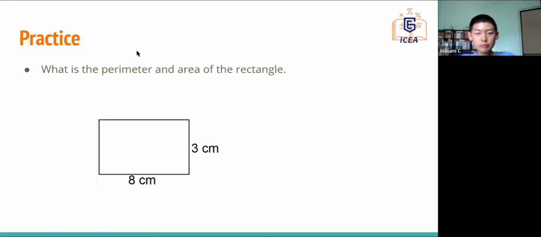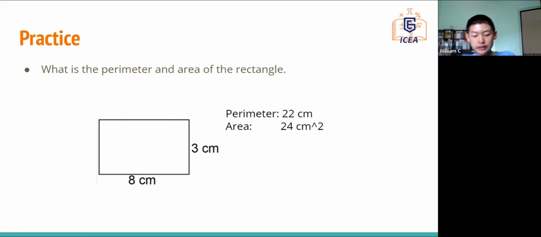Let's try to find the perimeter and area of this rectangle. If you have the answer, please type it in the chat. So we have one answer from Zachary and two from Sophia. The correct answer is that the perimeter is 22 centimeters and the area is 24 centimeters squared.